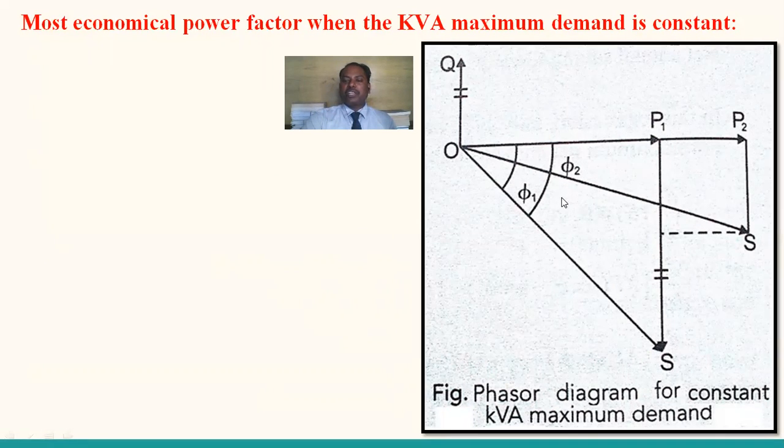the power factor angle being changed from phi 1 to phi 2. So whenever you connect a condenser, it absorbs the additional reactive power, and the reactive power is reduced from this to this. As the reactive power is reduced, the power factor has to be improved. So let us see this phasor diagram for constant kVA maximum demand.